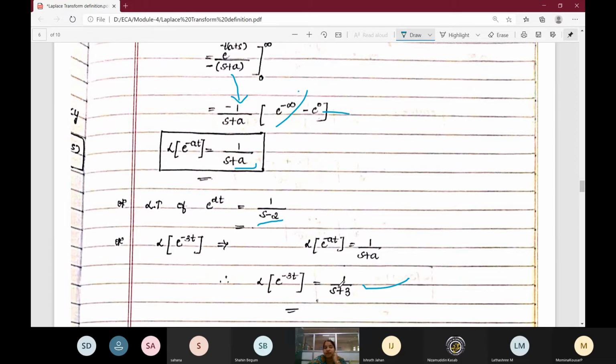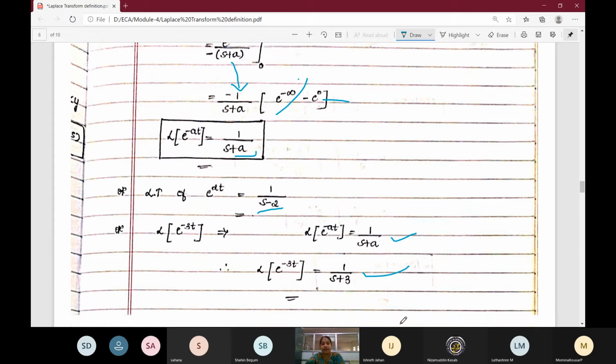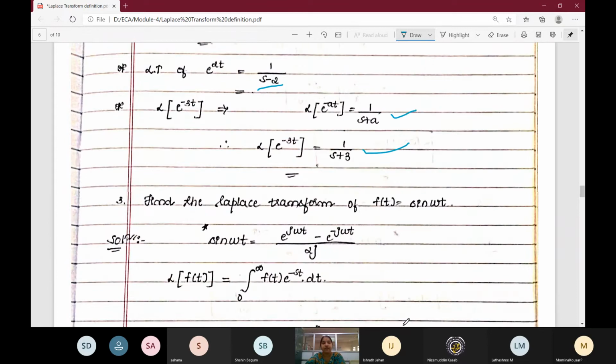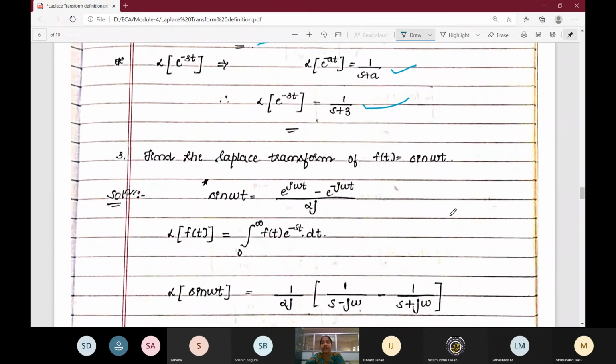First, don't write the answer directly like this. First write the definition, because we know that this is a standard function. We know that the Laplace transform of e power minus at is 1 divided by s plus a. So first write the definition and then substitute that value. Listen here, if it is minus, the answer is plus. The Laplace transform of e power minus at is 1 divided by s plus a. So this is one of the standard functions. Next we'll find the Laplace transform of sine omega t.